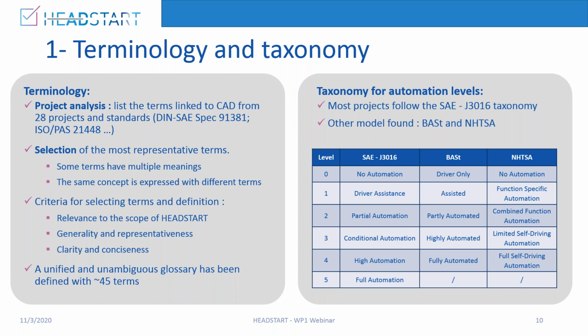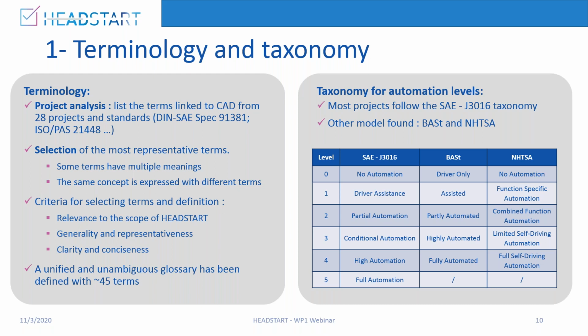In the selection of terms from all these projects, sometimes we had duplicates, sometimes we had terms that have multiple meanings, and sometimes we had the same concept expressed with different terms. So we did a round of selection according to some criteria, and in the end we came up with a unified and unambiguous glossary of about 45 terms.